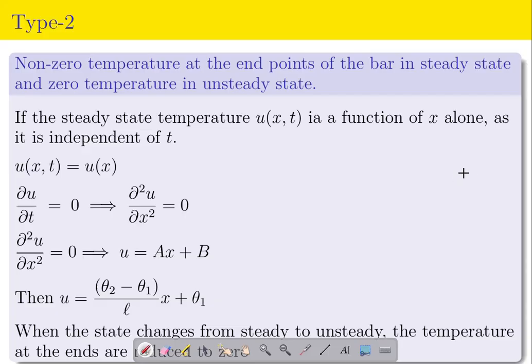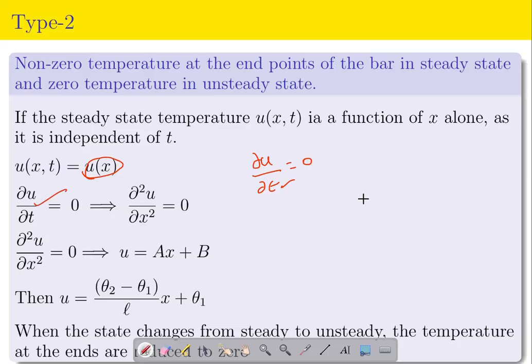Suppose it is the case of steady state temperature, then u(x,t) will be independent of time. Therefore, it will act as u(x) only. Now we differentiate this u(x) with respect to t. Therefore, ∂u/∂t is equal to 0. Since it is independent of t, the differentiation of u is 0. So ∂u/∂t is 0.